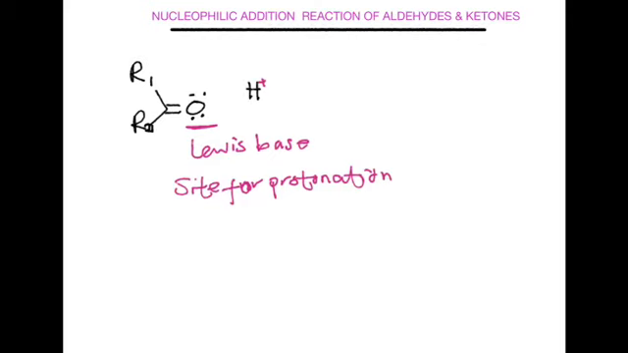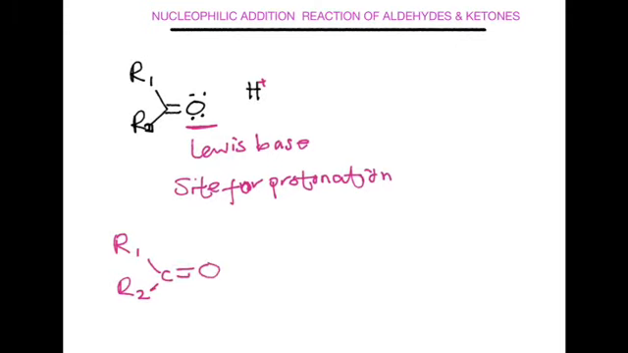Now let's look at what actually happens in a nucleophilic addition reaction. If we have a nucleophile, the nucleophile attacks the electrophilic carbon, and as a result it will cleave the double bond and make it a single bond. So let's look at what happens. We have our R1 and our R2, bonded to carbon and doubly bonded to oxygen.